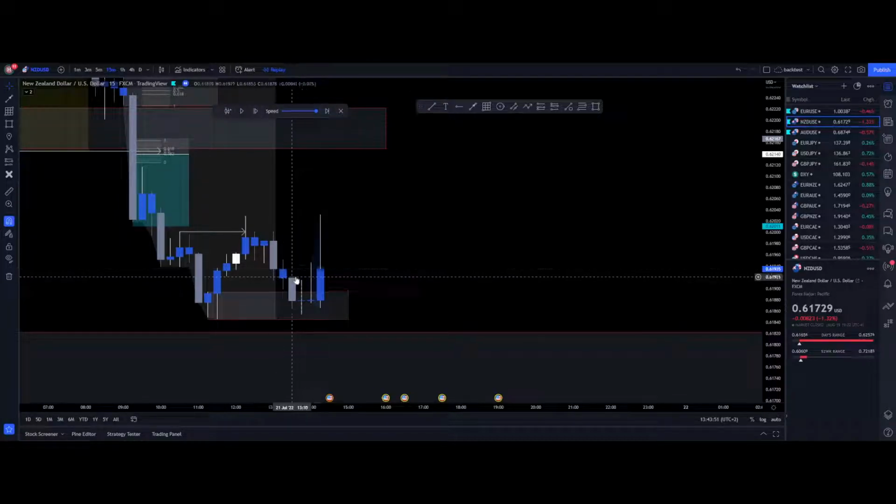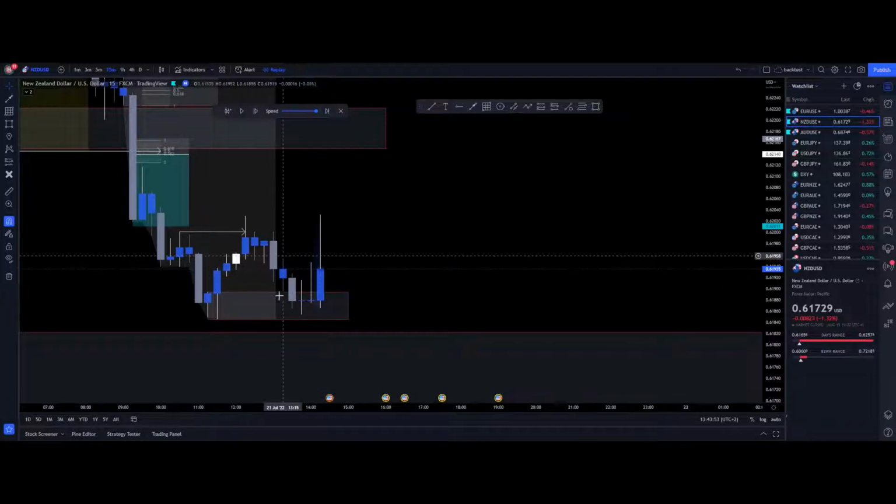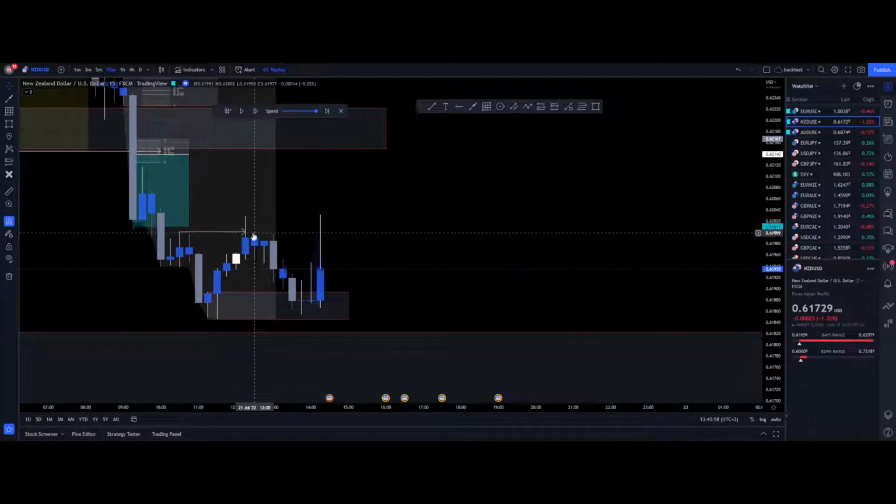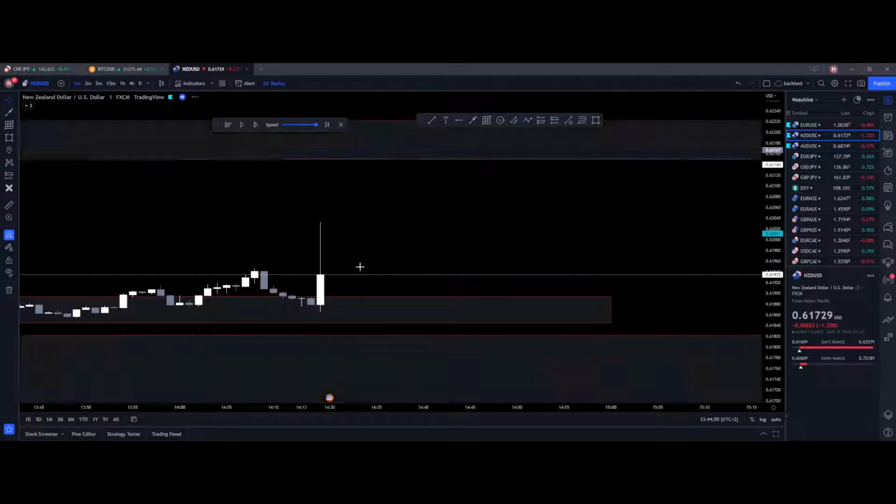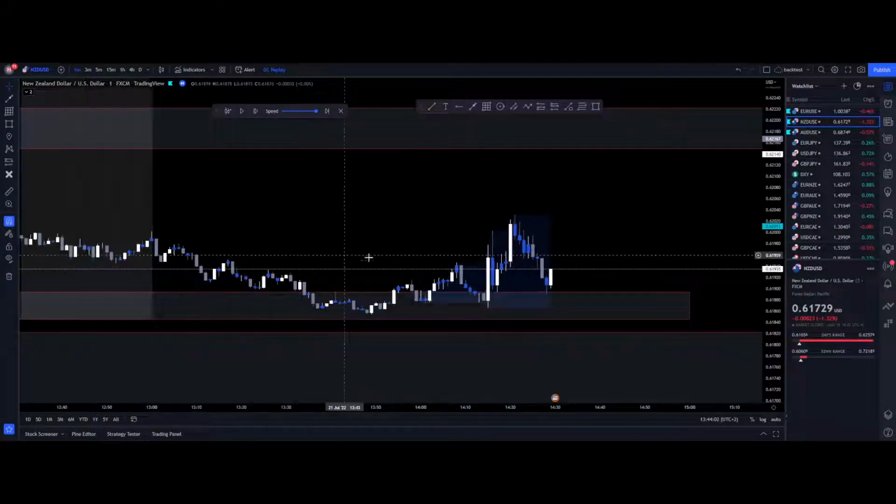But then you see this. So you could say this also broke this structure, and then over here, on the lower time frame, it also broke structure. So let's go on 1 minute real quick. What does this look like?